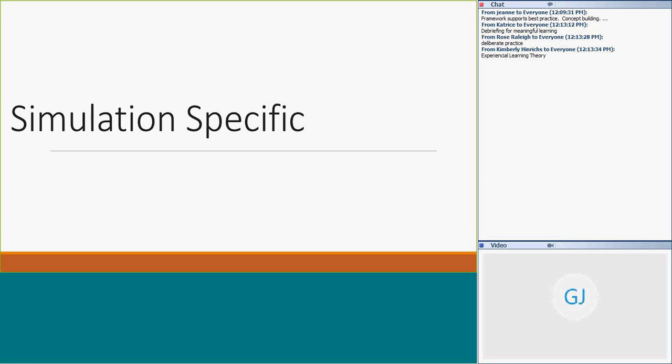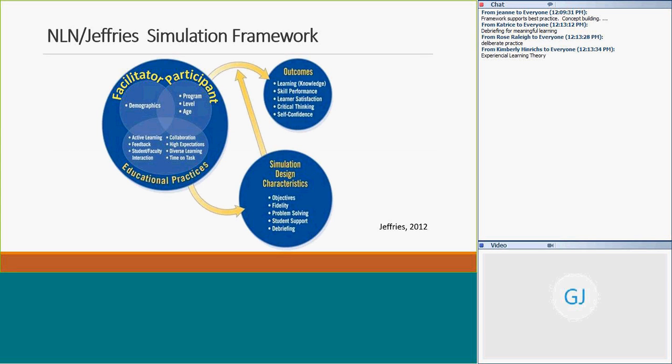We're going to close our theoretical discussion with two simulation-specific theories. The first may be really familiar to many people on this conference call or webinar, and that's the NLN Jeffries Simulation Framework. That was originally designed in 2005 and updated in 2012, where the 2012 version has several constructs.